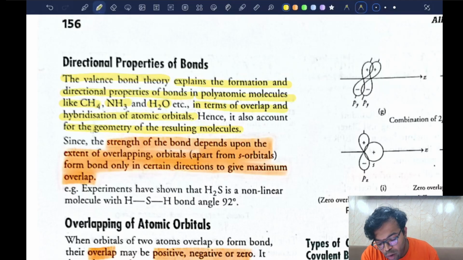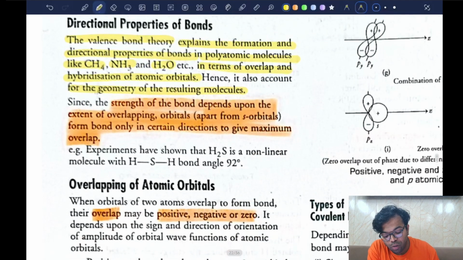Since the strength of the bond depends upon the extent of overlapping, orbitals apart from s orbital form bonds only in certain directions to give the maximum overlap. So we are going to discuss something known as the directional properties of bonds. How and why do they bond or overlap in such a way? They overlap in such a way so as to get the maximum amount of overlap area possible.